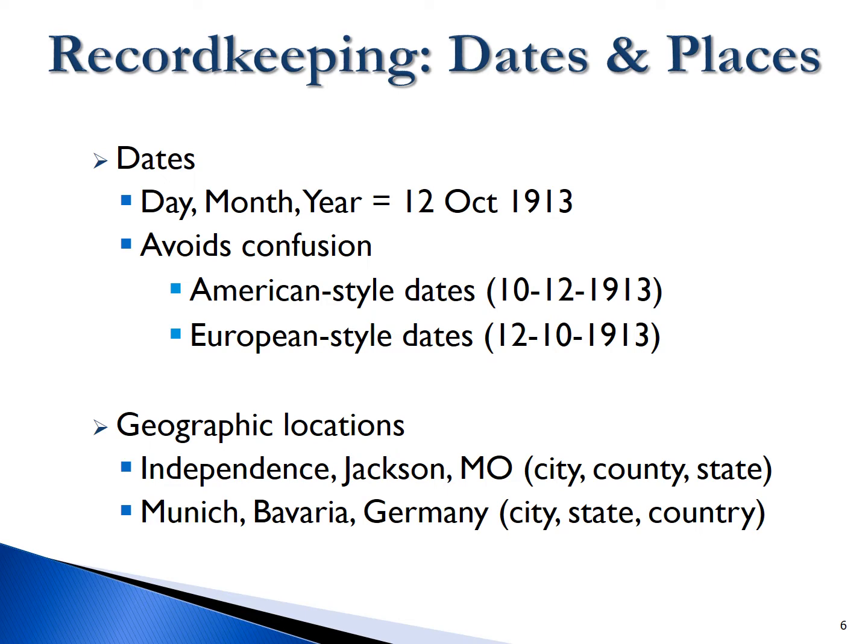Record keeping, dates and places. Dates: day, month, year. So, for example, 12th October 1913. It avoids some confusion. American style dates would be 10/12/1913. European style dates would be 12/10/1913. Also, pay attention to geographic locations. Independence, Jackson, Missouri, or Munich, Bavaria, Germany. City, state, country.